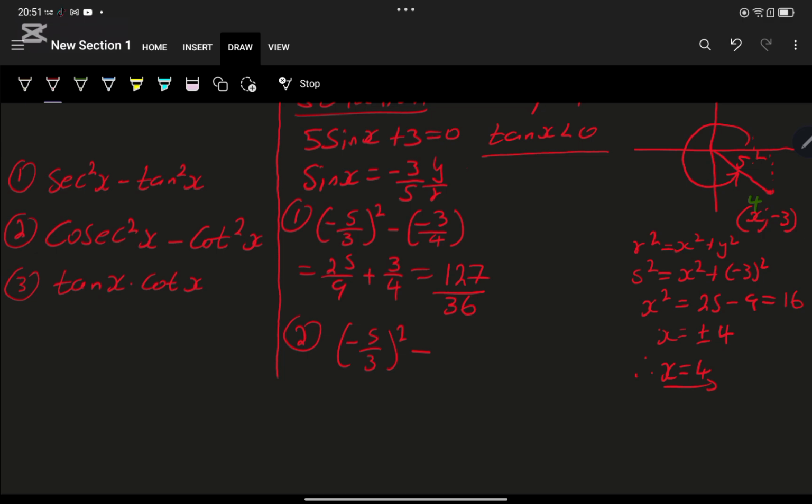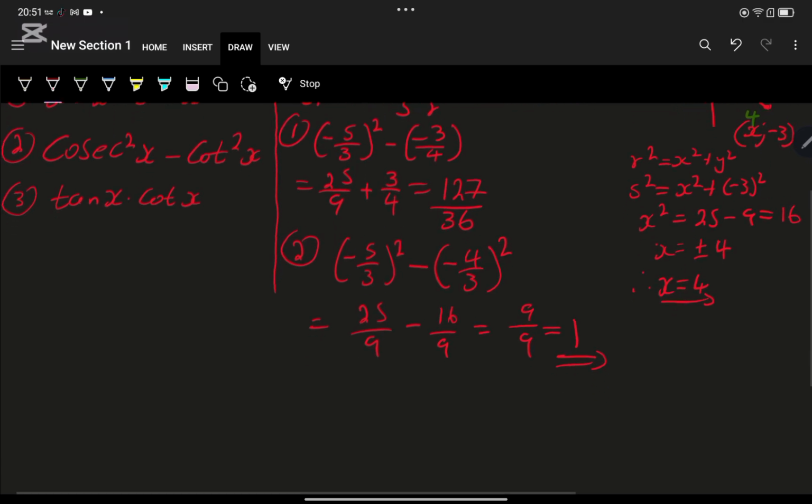Now, cot is the reciprocal of tan. What is the ratio of tan? The ratio of tan is -3/4. Therefore, this will be -4/3 squared. And then we can find the answer. That will be 25/9 minus 16/9. Now, the denominator is the same. So that is 25 minus 16. That is 9/9. And the answer is 1. So this is the final answer for question number 2.